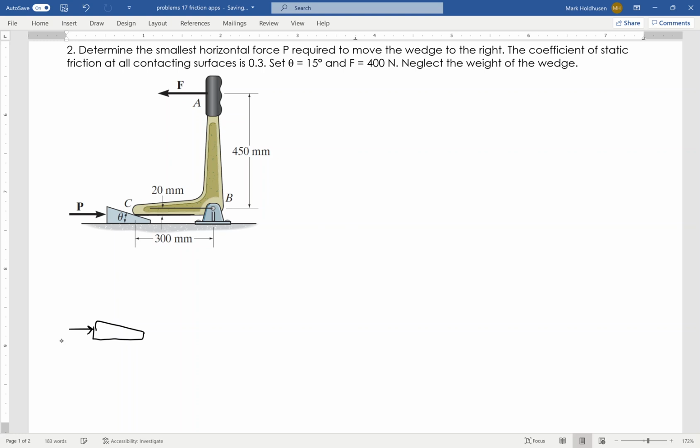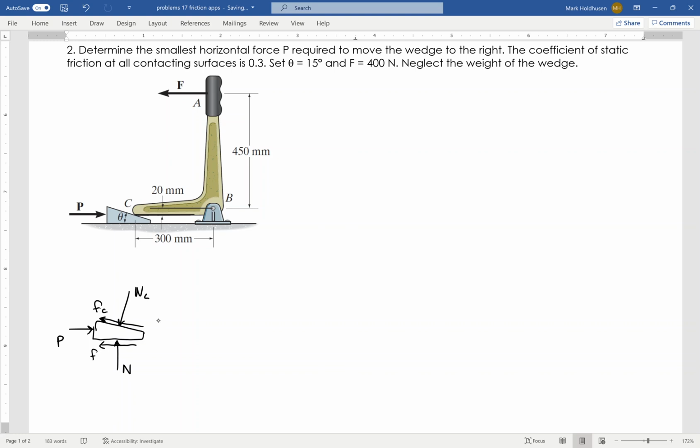Okay, I've got my applied force P here, and then I'm going to have friction acting back against it both on the top and the bottom. I'll call this one F, and I'll call the top one FC, okay? Which means I also have an NC given right there, and what I'll call N right there. So that's what I've got going on my wedge.